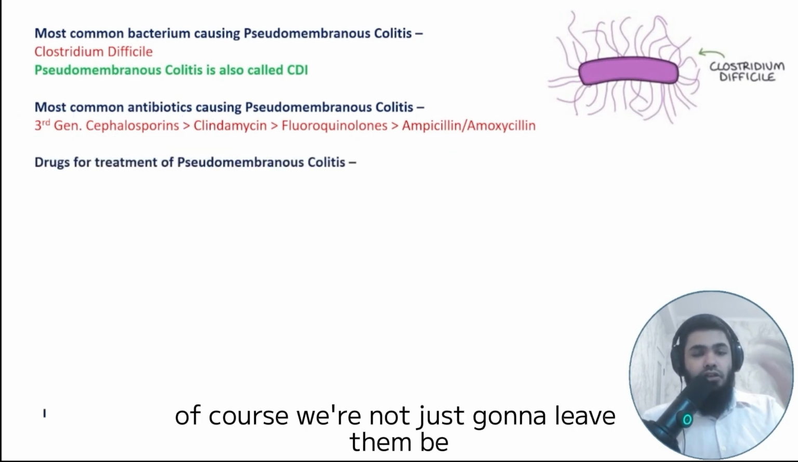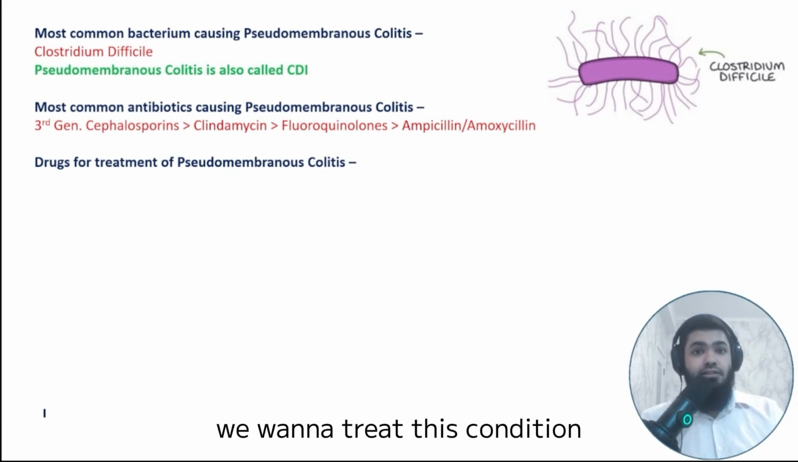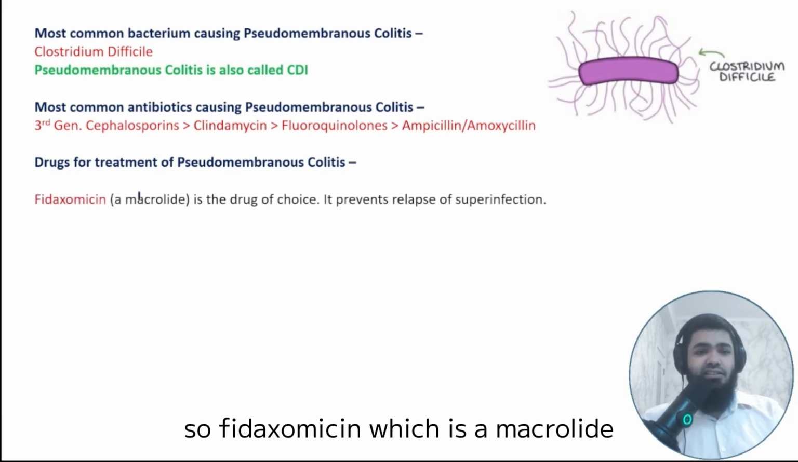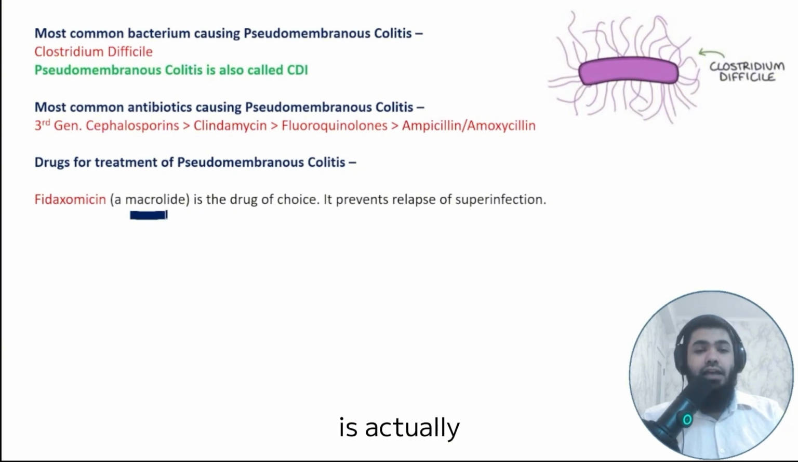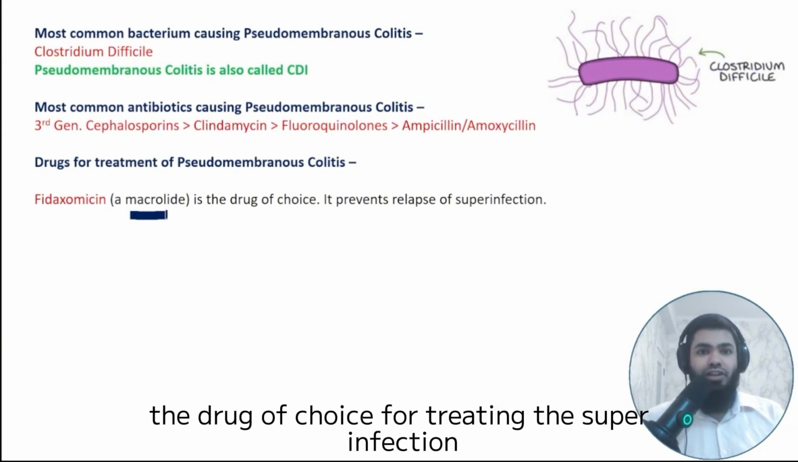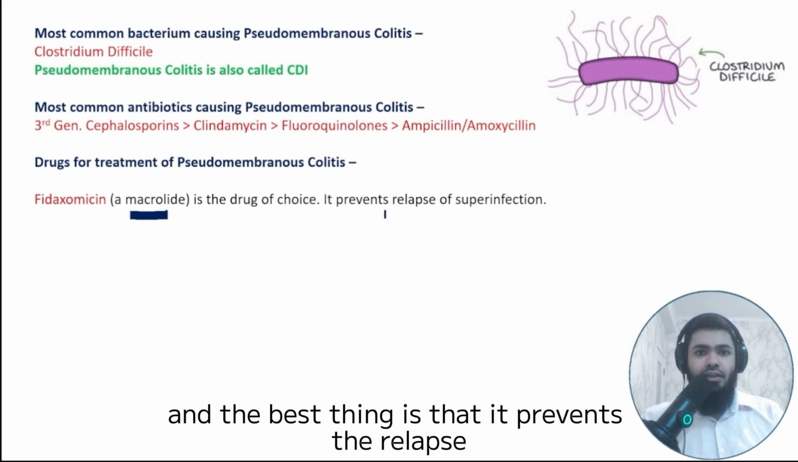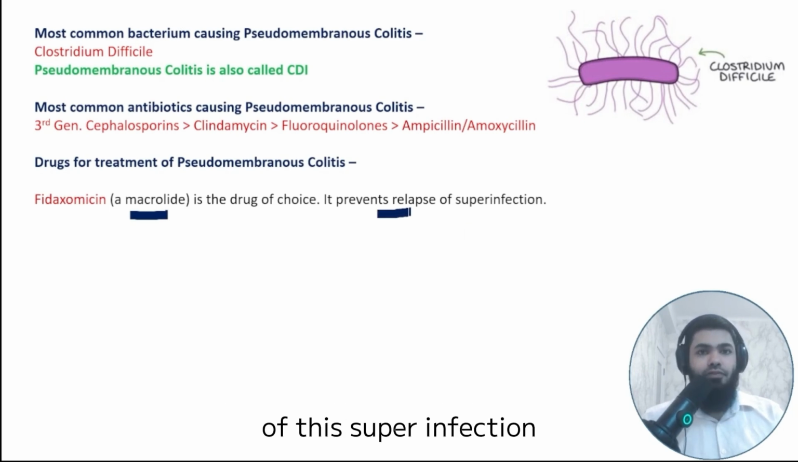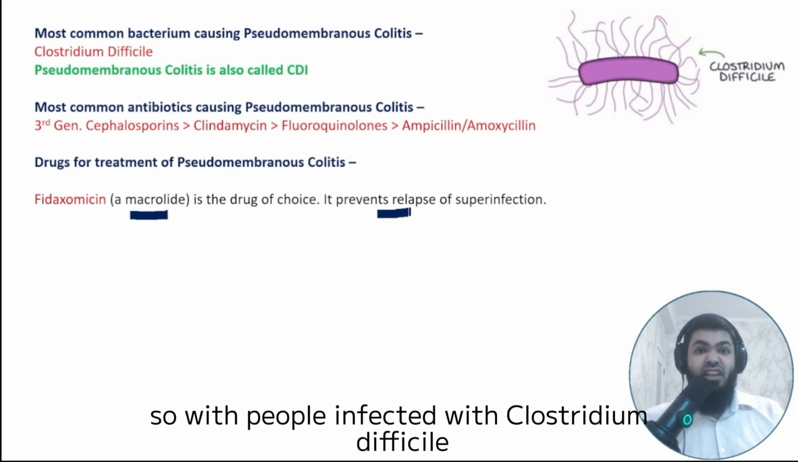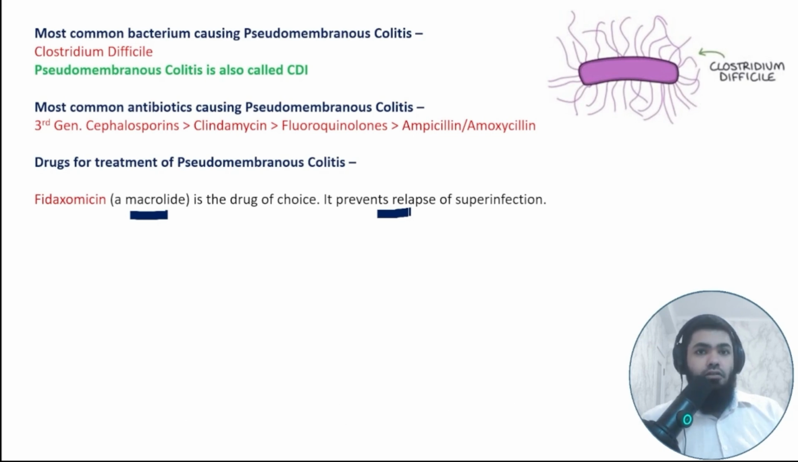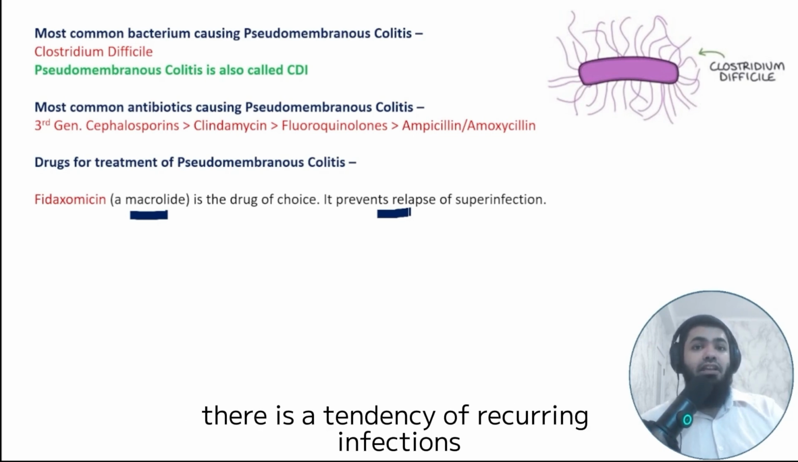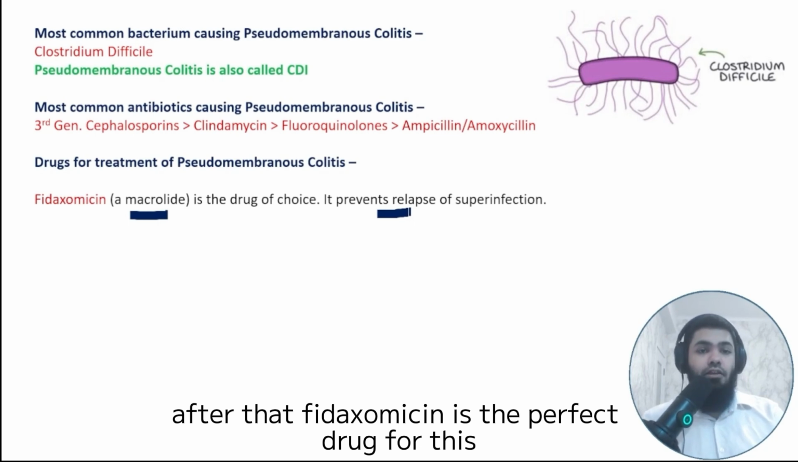So what if somebody already has pseudomembranous colitis? Of course, we're not just going to leave them be. We want to treat this condition. So fidaxomicin, which is a macrolide, is actually the drug of choice for treating the superinfection. And the best thing is that it prevents the relapse of this superinfection. So with people infected with Clostridium difficile, there's a tendency of recurring infections again and again after that. Fidaxomicin is the perfect drug for this.